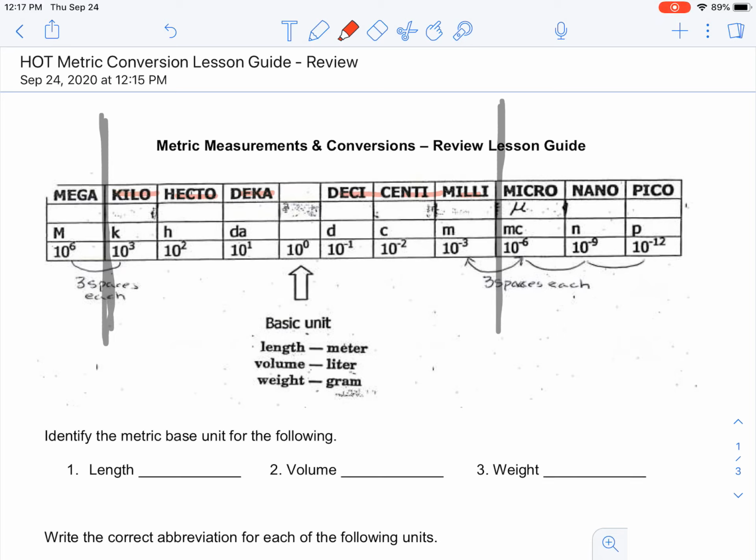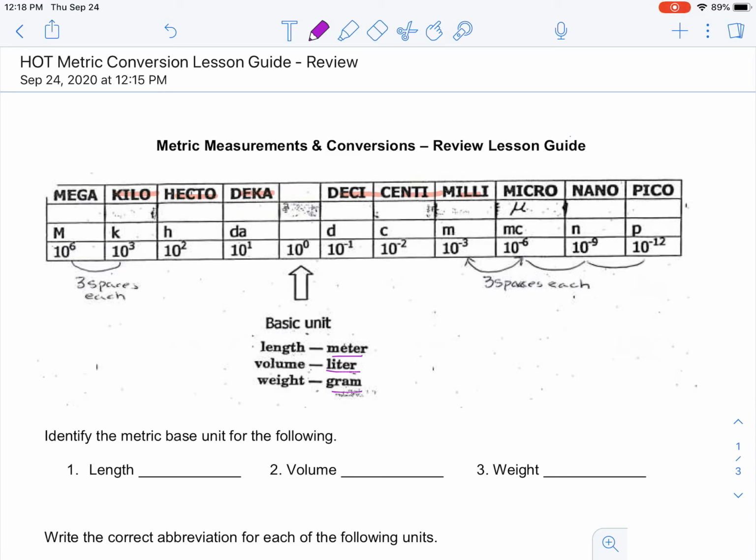In the nursing field, we deal with bigger units like mega and smaller units like micro, nano, and pico. So there's a base unit, and the base units for length is meter, for volume is liter, and weight is gram. That's the kind of cool thing about the metric system, is that they use the same structure for all three different types of measurements and many more different kinds of measurements across all of our programs here at ICTC.